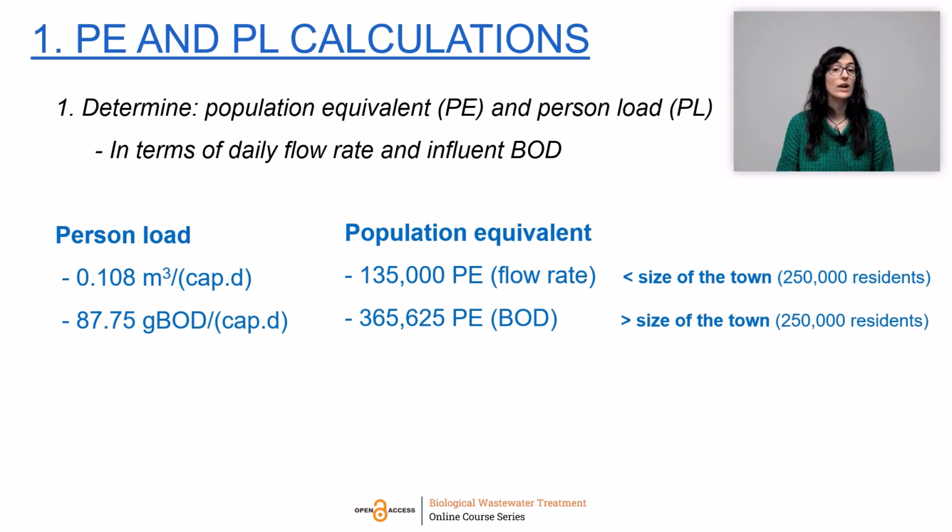We have also calculated the population equivalents based on fixed conversion values, and we could also draw similar conclusions as for the person load. We observed a flow rate-based population equivalent that is lower than the size of the town, which indicates a low water consumption. On the other hand, the BOD-based population equivalent was higher than the size of the town due to higher concentrations that are associated to the low water consumption.